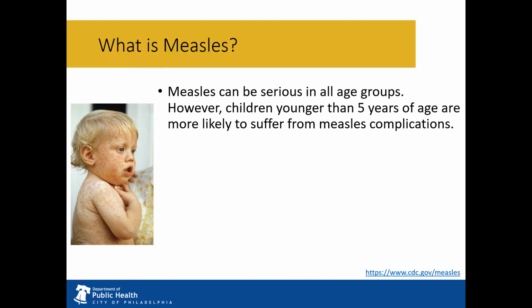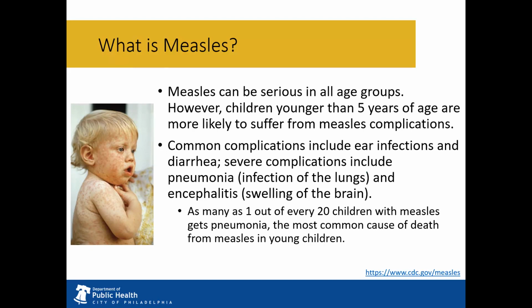Measles can be serious in all age groups. However, children younger than 5 years of age are more likely to suffer from measles complications. Common complications include ear infections and diarrhea. Severe complications include pneumonia and encephalitis. As many as 1 out of every 20 children with measles gets pneumonia, the most common cause of death from measles in young children.